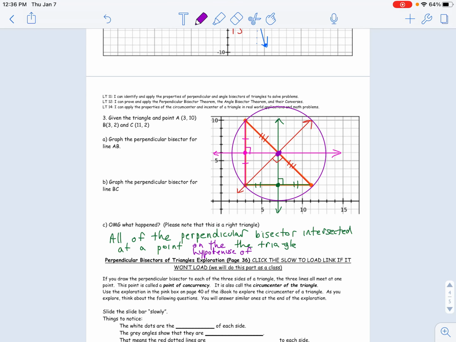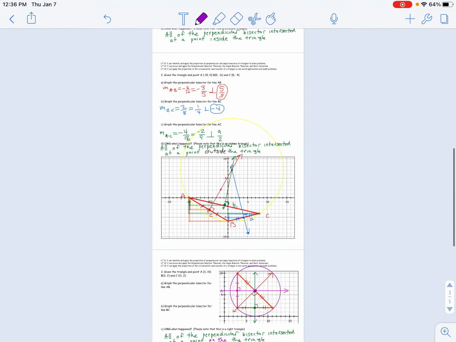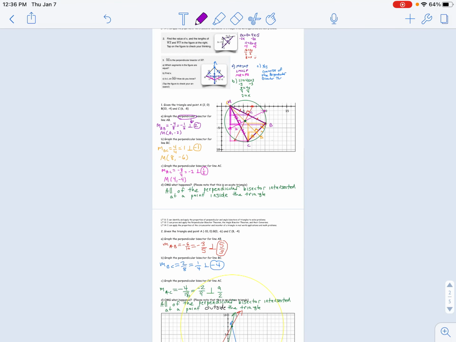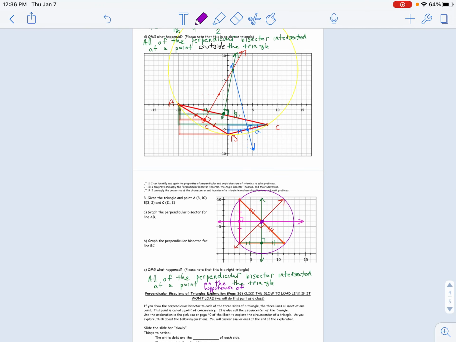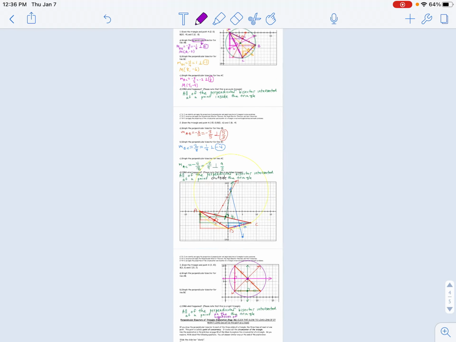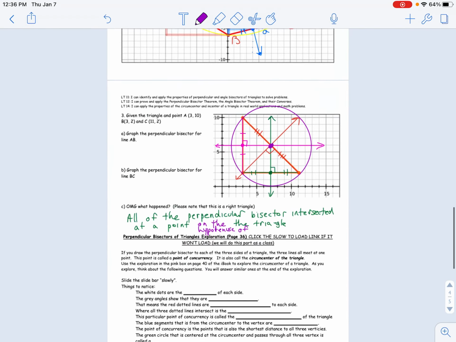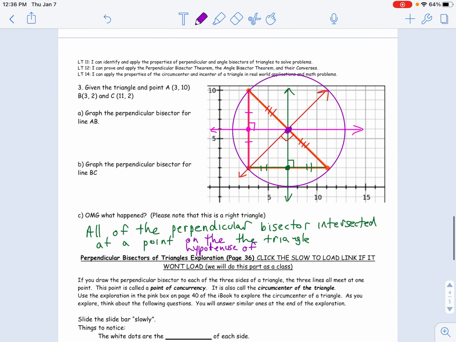All right, so that's crazy. All three perpendicular bisectors always intersect at a single point, and depending on what kind of triangle it was, it could be inside the triangle, outside the triangle, or even on the hypotenuse. And look at all these pretty circles. I really like this stuff because this is like pure geometry right here.